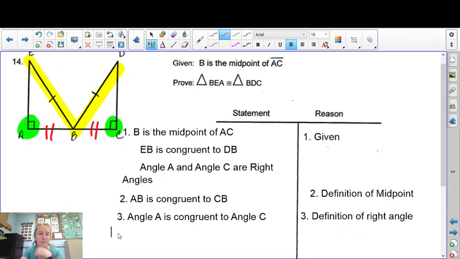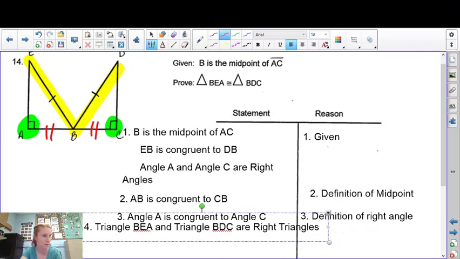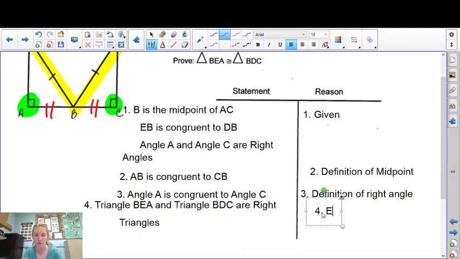And then again, since I have a right angle and the right angles are congruent, I can say that I have right triangles. So triangle BEA and triangle BDC are right triangles. And that's the definition of right triangles.